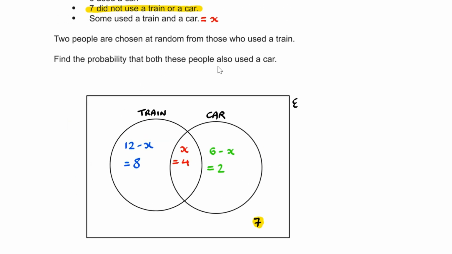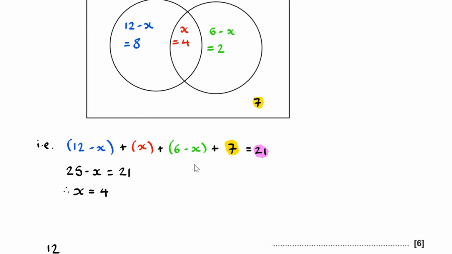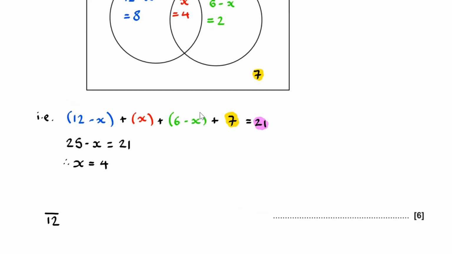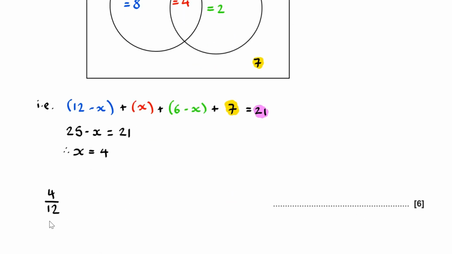And we have to find the probability that these people also used a car. Well, we've got 12 originally, and of those 12, 4 also used a car. So this is the first person. And for the second person, we'd have 3 over 11. And therefore, what you'd find is we have 12 over 132 as the probability.